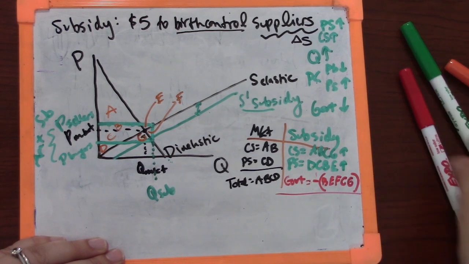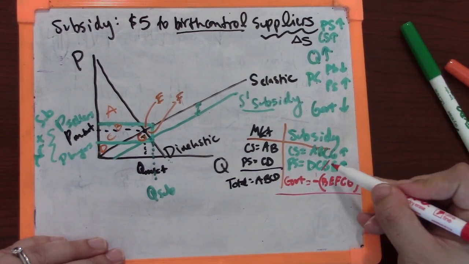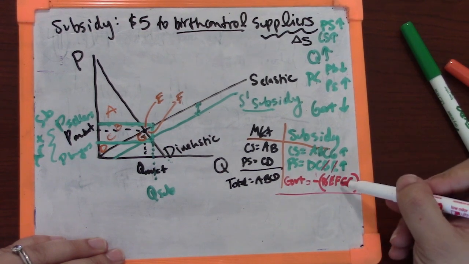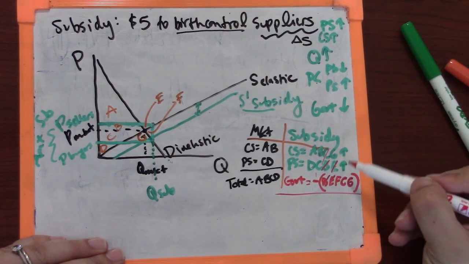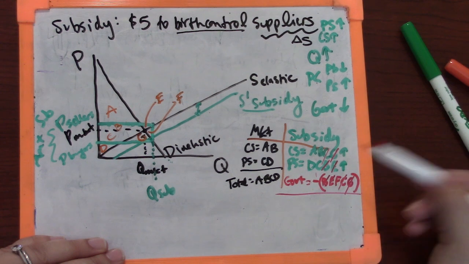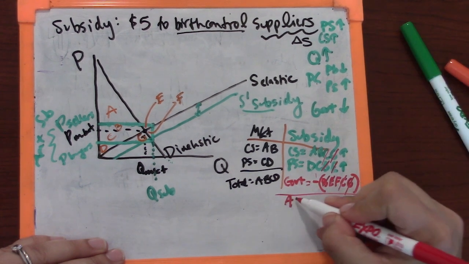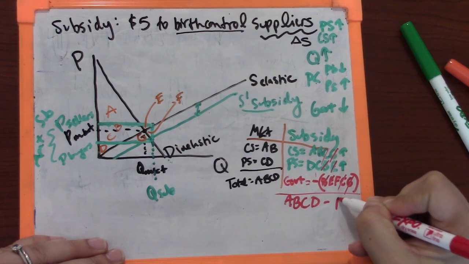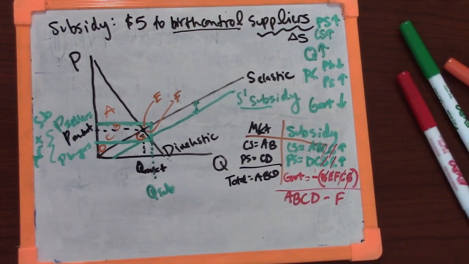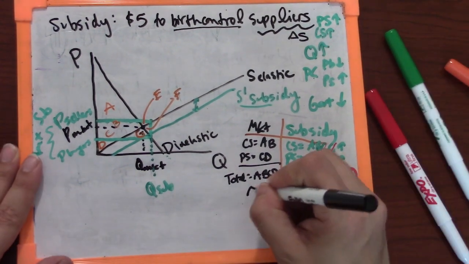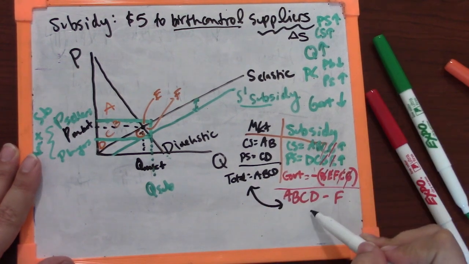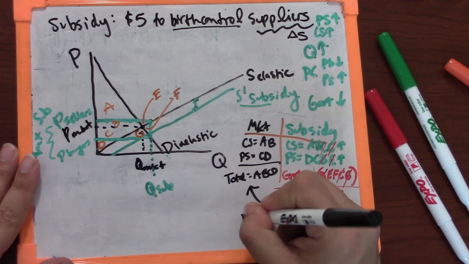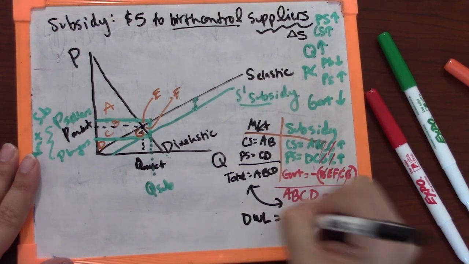That makes the total after the subsidy, once we cancel some of these letters, the B's cancel, the E's cancel, the F cannot cancel because there's no positive F, the C's cancel and the G's cancel, A, B, C, D minus F. That means the deadweight loss, which is total over here, subtracting from total over there. The deadweight loss is F.